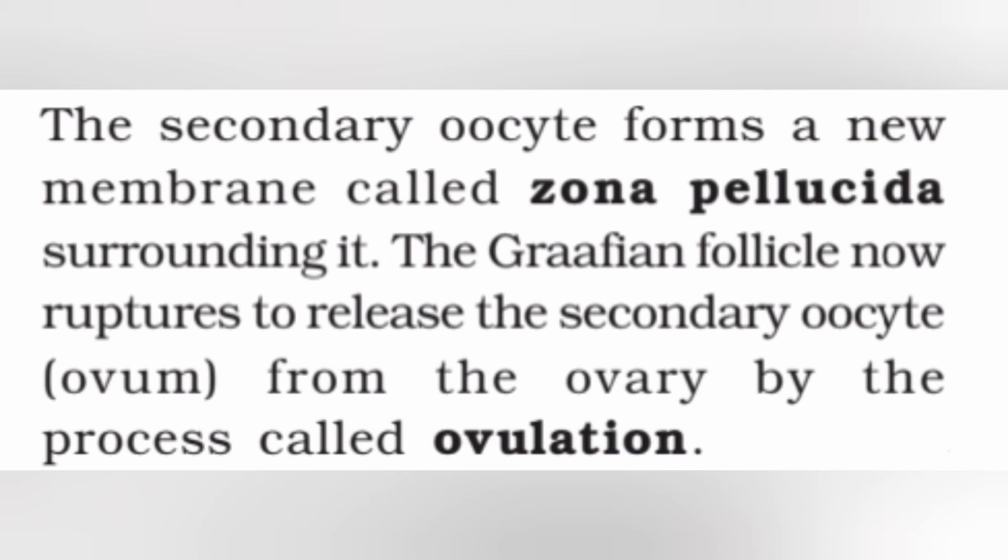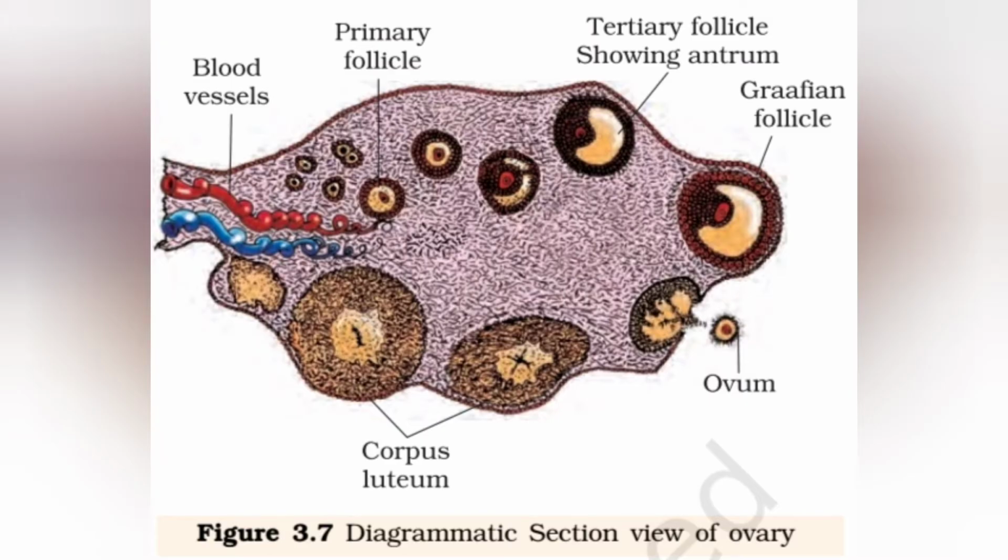Let us see the development of the follicles. Here in the ovary, blood vessels, primary follicles, very tiny follicles, they grow and become large. Tertiary follicles are showing antrum and cells. Then Graafian follicle, a very large structure, ruptures, ovum is released. Then the empty Graafian follicles are known as corpus luteum.